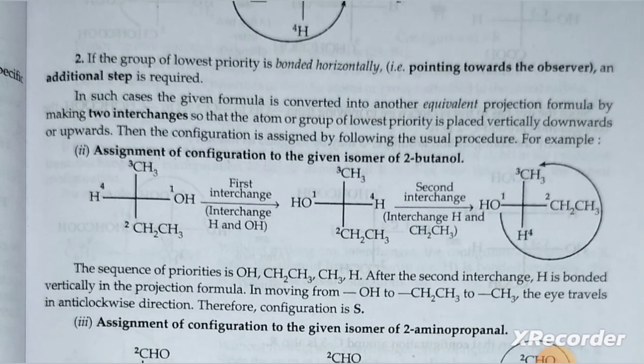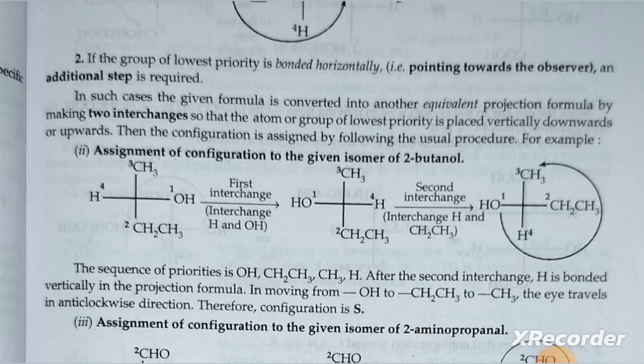If the group of lowest priority is bonded horizontally, meaning pointing towards the observer, an additional step is required. In such cases, the given formula is converted into another equivalent projection formula by making two interchanges, so that the atom or group of lowest priority is placed vertically downward or upward. Then the configuration is assigned by the usual procedure.